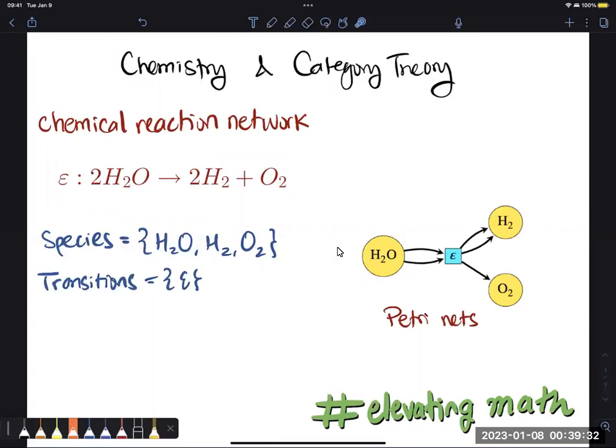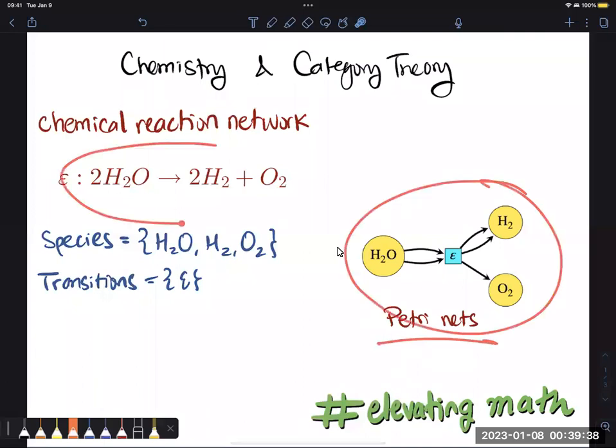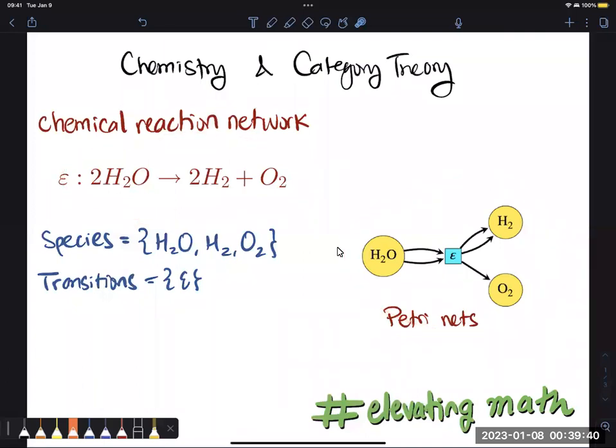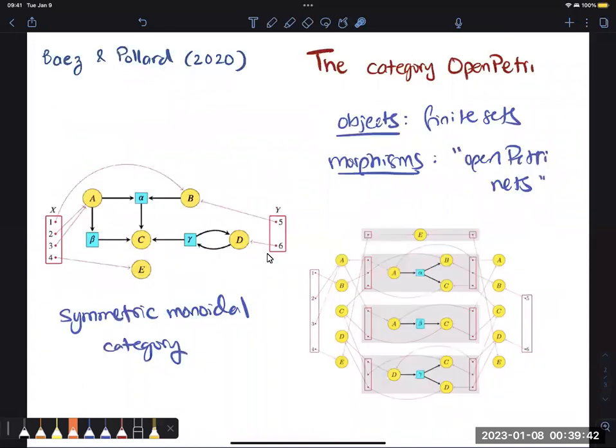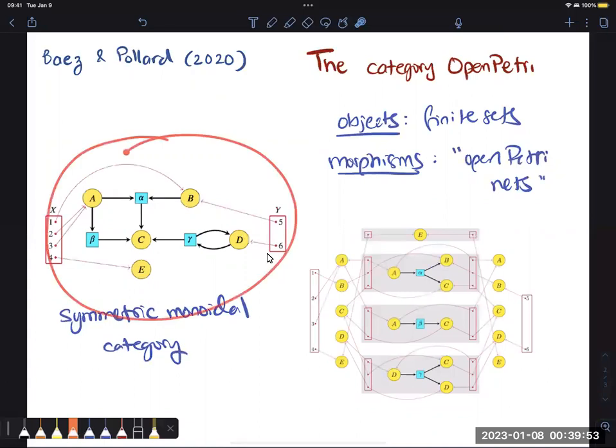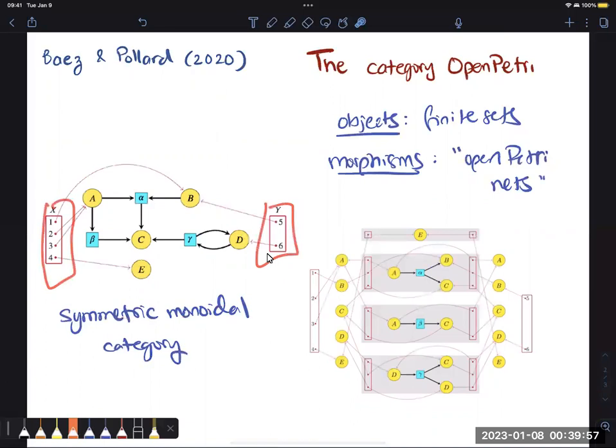Now, it turns out that these reaction networks can be viewed as graphs called Petri nets. And this Petri net corresponds to this reaction network. In an attempt to generalize reaction networks, Baez and Pollard developed the notion of an open Petri net, which is a Petri net with extra structure. In this figure, the extra structure is depicted by the boxes X and Y.